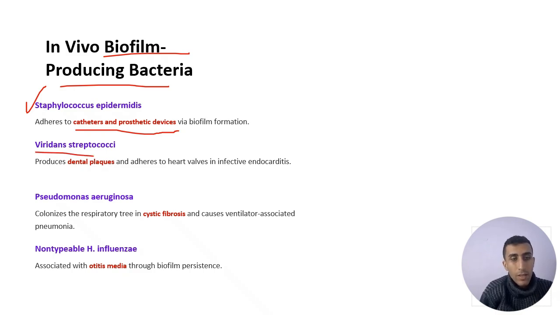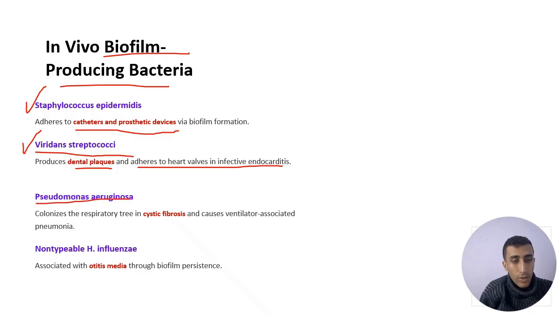And the Viridans streptococci produce dental plaques, and this is why we give antibiotics before dental procedures, because they can adhere to heart valves and cause infective endocarditis. So this is another application of biofilm production by bacteria: first Staph epidermidis in catheters and prosthetic devices, and the Viridans streptococci with the production of dental plaques and the ability to stick to the heart valves and cause infective endocarditis.